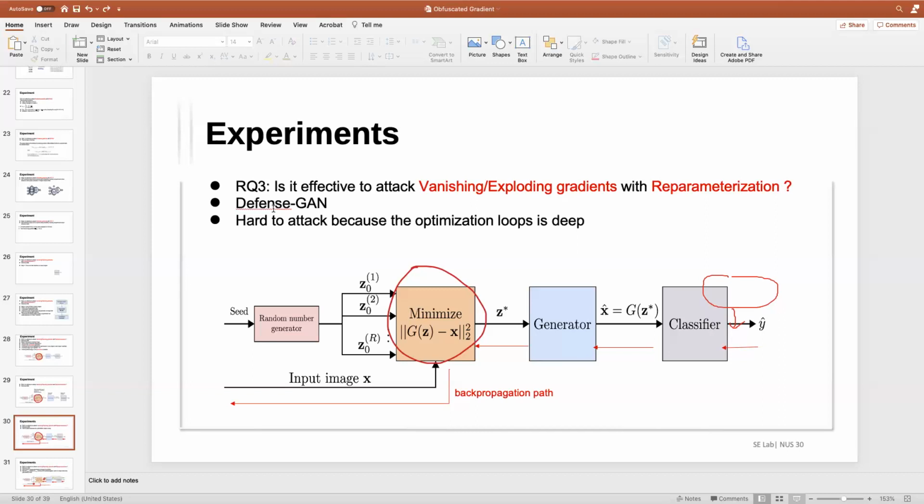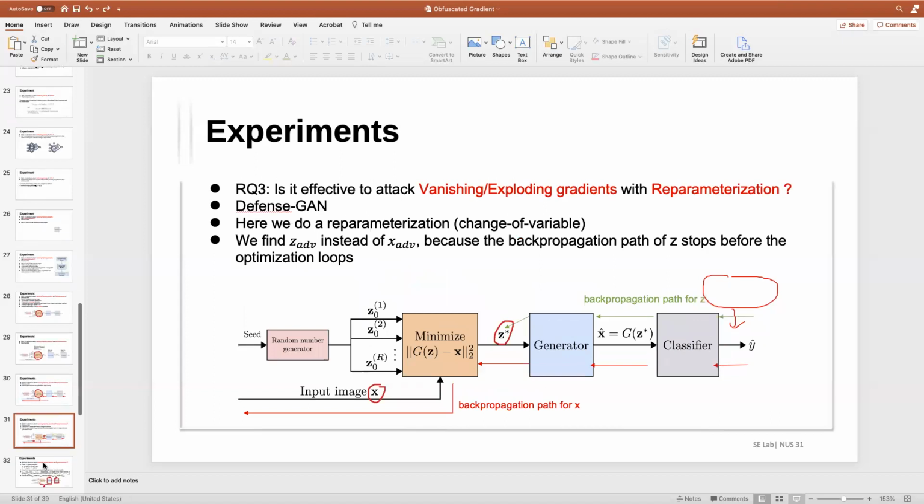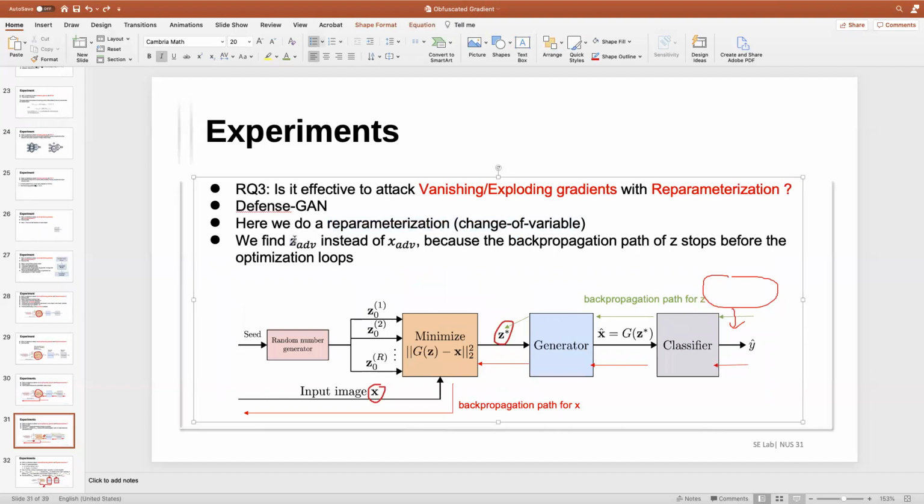Defense scan is deep because this optimization loop is really deep. And how do we attack it? We do a reparameterization. Recall that I have mentioned this Z adversarial. This Z adversarial is just the Z star here. Suppose we only need to find Z adversarial instead of X adversarial. Then the backpropagation path of Z stops before the optimization loop. So it is easier to find Z.